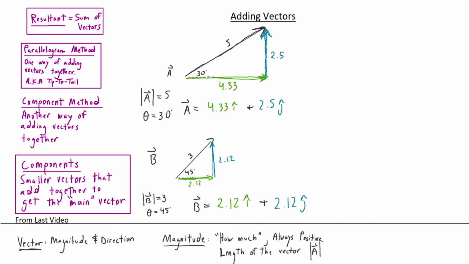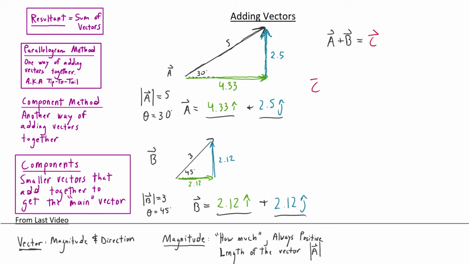So let's say I wanted to add vectors A and B. Not using the parallelogram method this time, but the component method, now that we know what components are. The component method of adding vectors together is actually really easy. All we do to get our resultant, our C, is to add the x components of our vectors together and then the y components of our vectors together, like this.